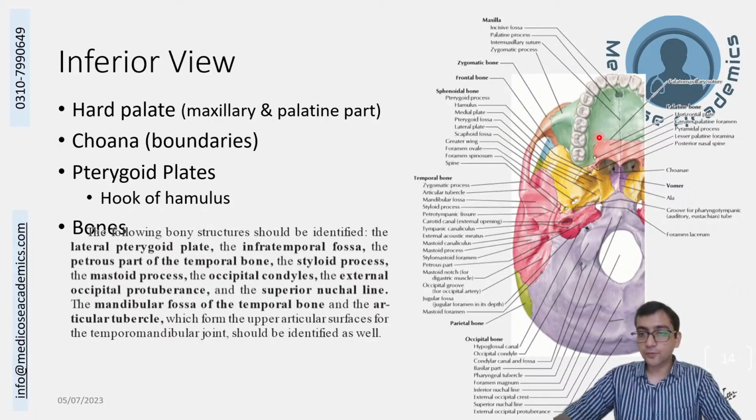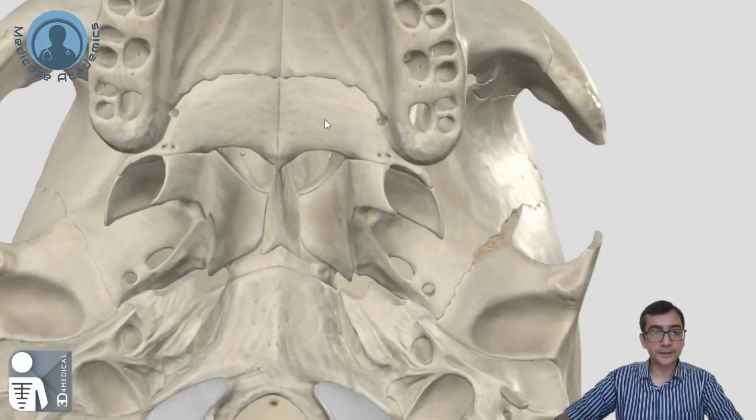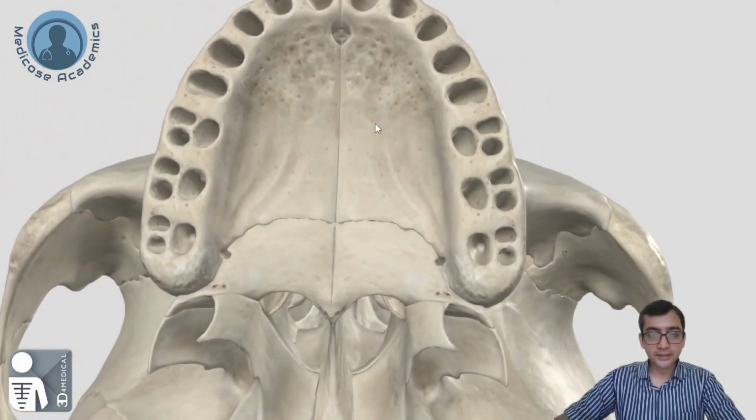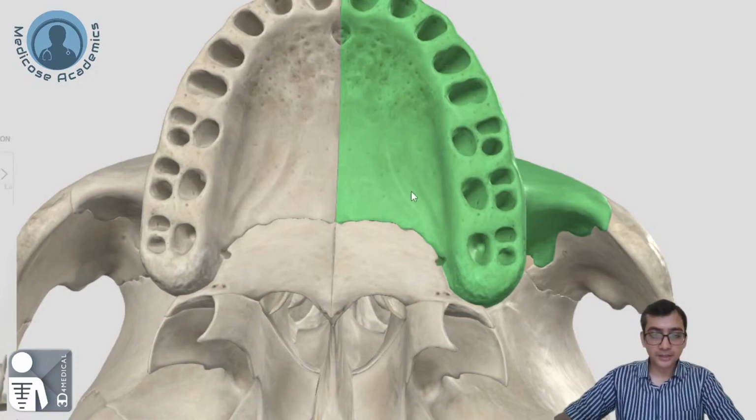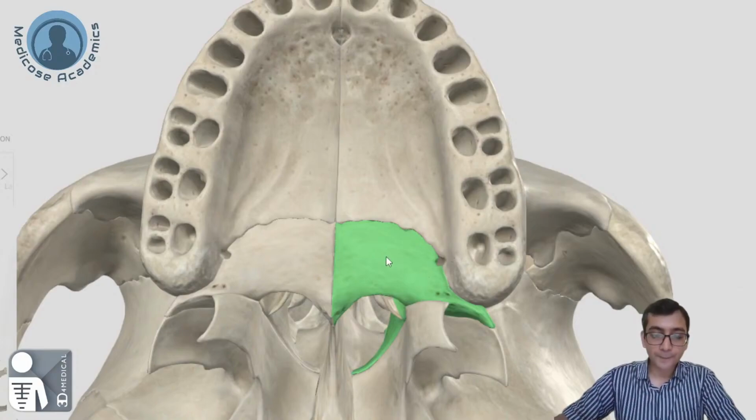So between them, sutures will be formed. Let's move to the 3D model. So here, this bone anteriorly is the maxillary bone, and the part that is forming part of the palate is the palatine part. Here was the maxillary arch. Here is the palatine process, and then there is the horizontal plate of the palatine bone. So between them you can see sutures.